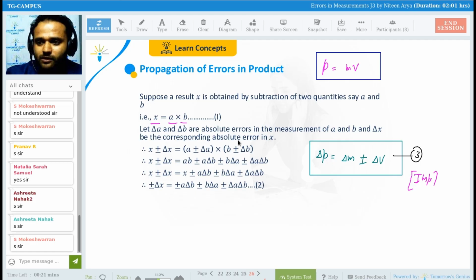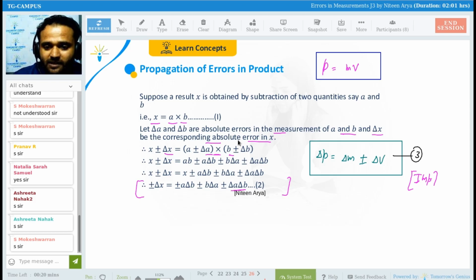Clear na? So what we have understood till now, either my particular physical quantity is going to be given by addition, subtraction, or multiplication. In each particular kind of thing, the error is going to be the maximum, and you get the maximum error whenever it is multiplication. Simple that. So let del A, del B be the absolute errors in measurement of A and B, and del X is the corresponding absolute error in X. So X plus minus del X equals A plus minus del A into B plus minus del B. So multiplying, doing everything, this is your error.